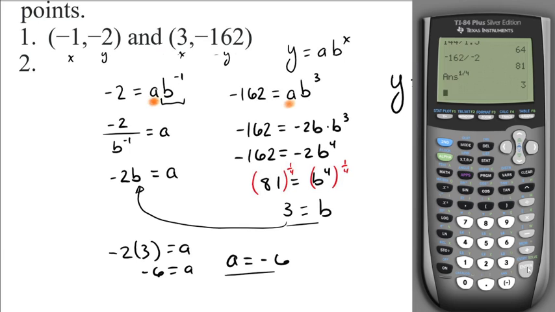And if we check this with our calculator, it works excellently. With -1 going in for x, it does give me -2. And if 3 goes in for x, it does give me -162. So this is our solution.